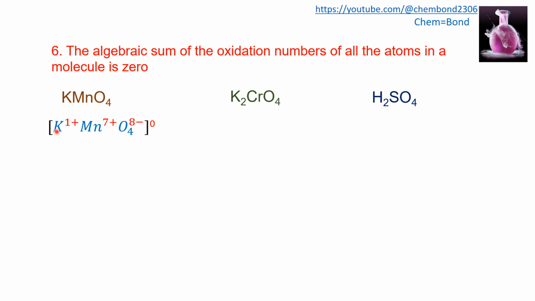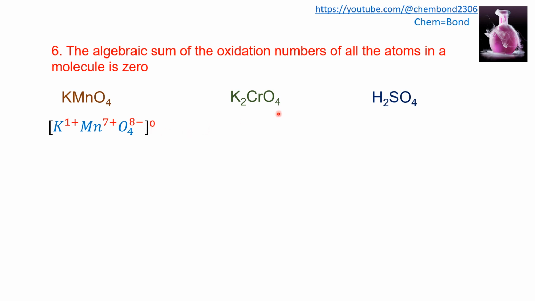So potassium belongs to the first group, so we will put +1 over there. Oxygen has -2, so there are 4 oxygen present, so we will put -8 over there because 4 into 2 will result -8. Now we will put such a number that will result 0. So -8 and +1 or +7, if we sum up all these numbers, it will result 0.